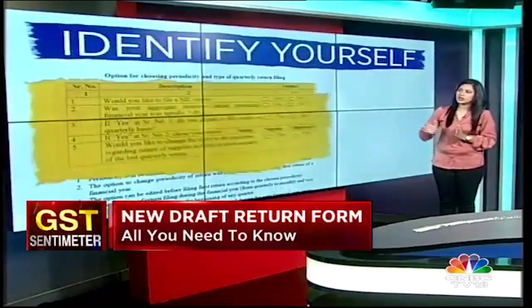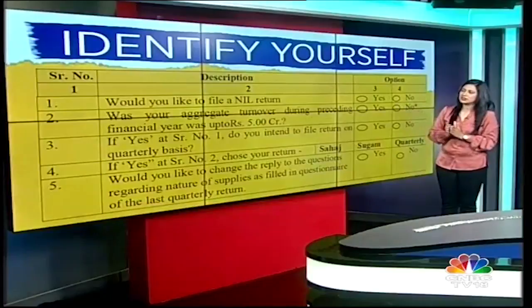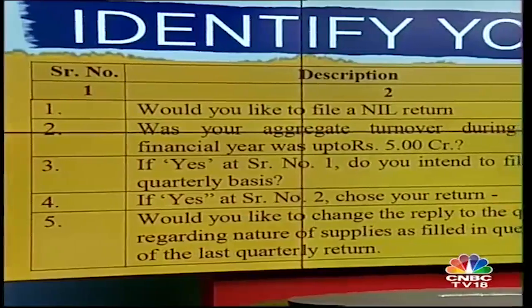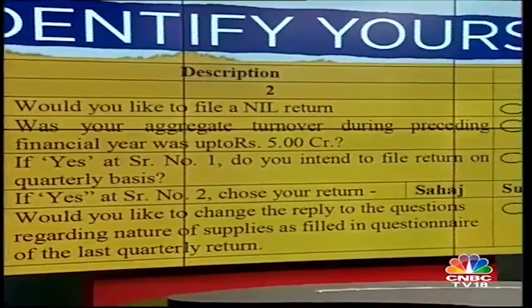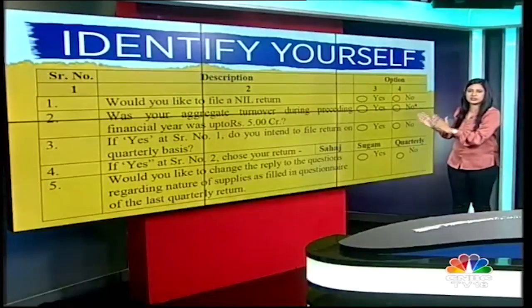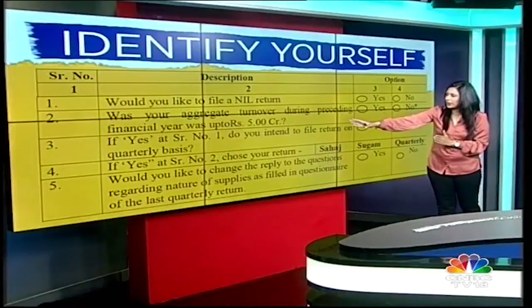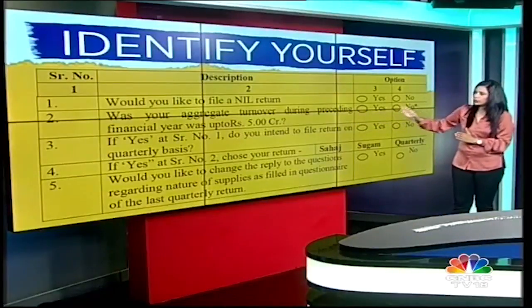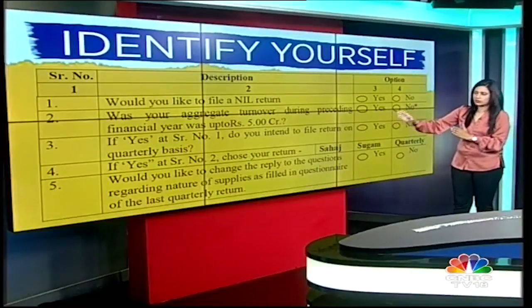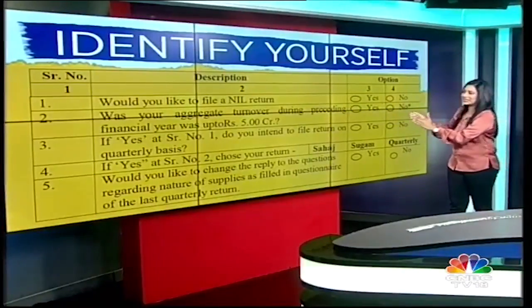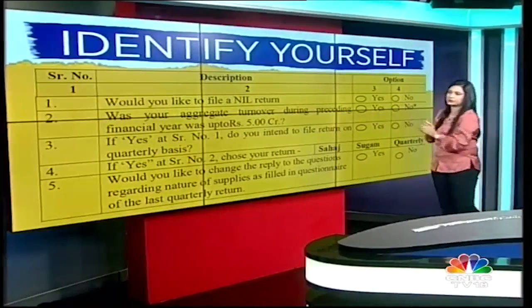Well, as you said, when it comes to the taxpayer classification and how it needs to be moved, this is the form that you need to see. The first identification happens here. Would you like to file a nil return? That's what it says. So if you say yes, the system will automatically take you to the nil return filing form. Similarly, if your turnover is up to 5 crores, again, yes or no. You can choose yourself where to mark whether you come under this category or not, and it will take you to the form which leads to exactly if your turnover is up to 5 crores.